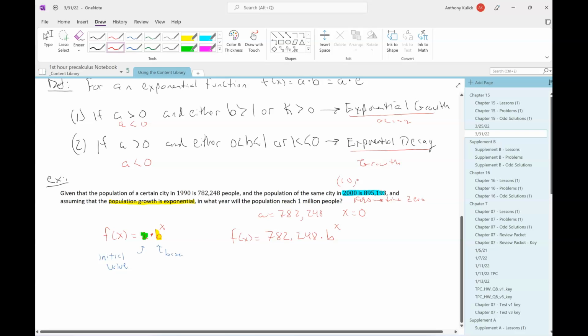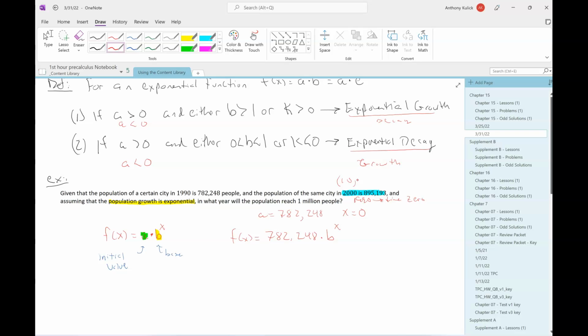Right, you could do 1990 for x, but then 782,248 isn't the initial value, and it becomes a more difficult problem if we don't assume the problem starts at year 0 instead of whatever the date is. Then it's simpler to handle that way. Is that okay, Leo? Okay.